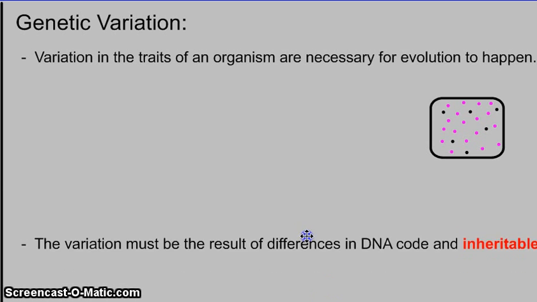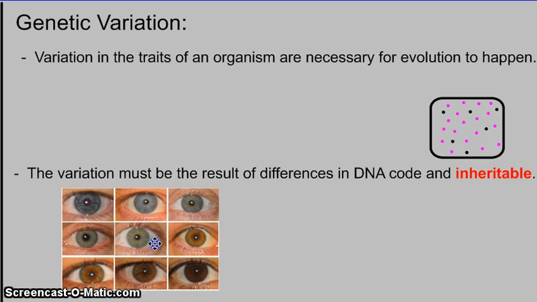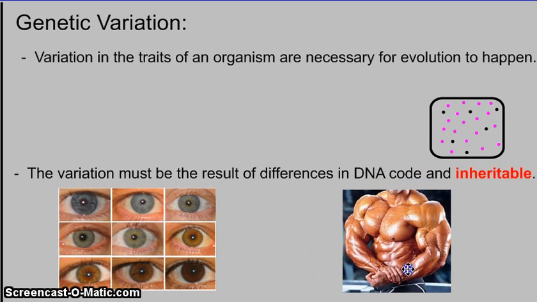The second characteristic of the variation is that it has to be inheritable. So it has to be a DNA difference. For instance, here are two pictures of variations. Here is variation in eye color, and here's a variation in the development of muscles in an adult male. Looking at these pictures, one of these would be genetic variation and one would not. Can you tell the difference?